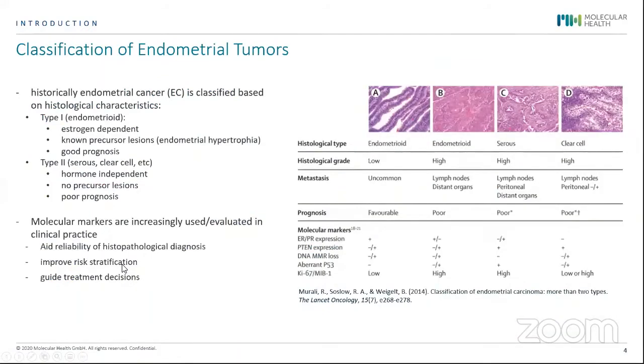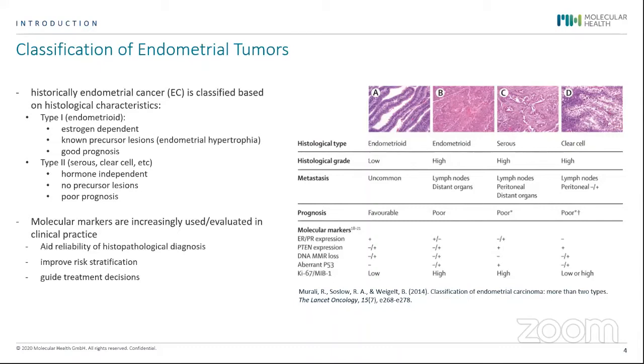Endometrial cancer has been, or is, classified classically by histology into type 1 and type 2. Type 1 is endometrioid, estrogen dependent, with clear precursor lesions, and has typically a good prognosis. Type 2 tumors are other histologies, serous, clear cell, and so on. They are not hormone dependent. There are not such clear precursor lesions, and they have typically a poor prognosis. They are generally regarded as high-grade tumors.